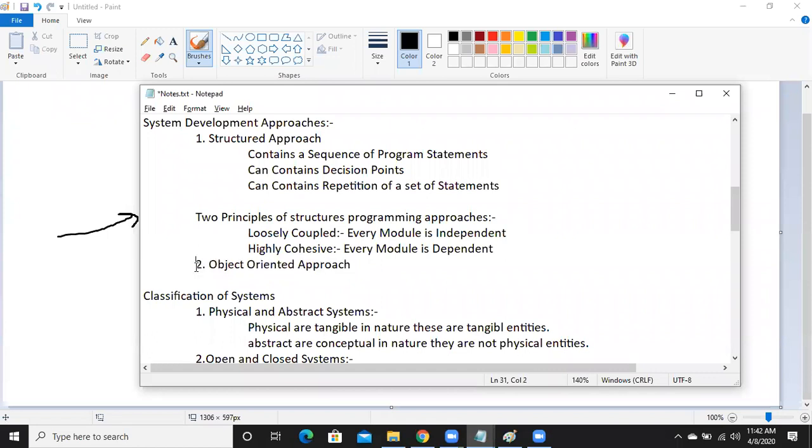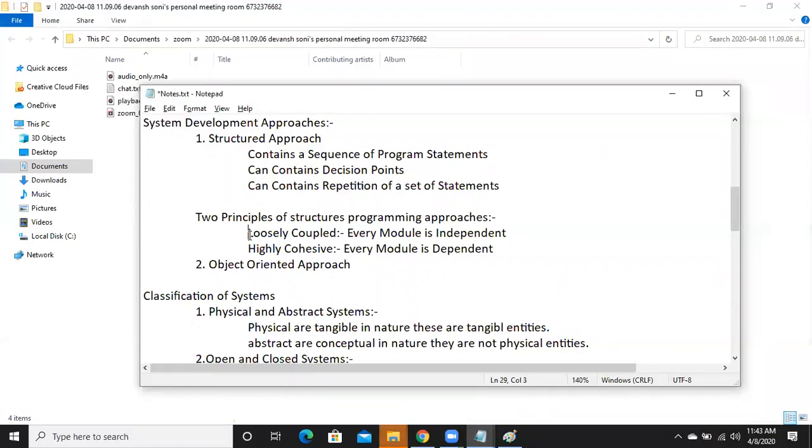So before going to the object-oriented approach, there are two principles which we have to follow in the structured approach. The first principle is loosely coupled. The second principle is highly cohesive. I'm not saying that these two principles are required at the same time. It is not necessary, because any one of them is followed by the developer.